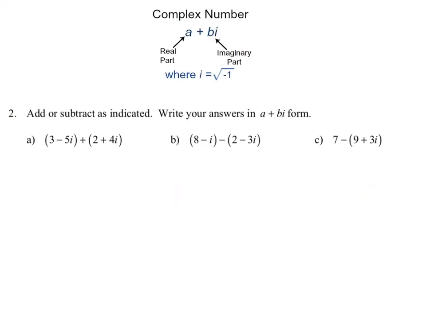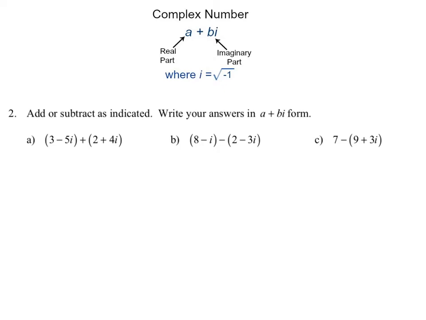In these examples, we're going to be working with complex numbers, where complex numbers are typically written in the form of a plus bi, where a is the real part and the bi is the imaginary part, where i is equal to the square root of negative 1. We're going to add or subtract as indicated and then write our answers in the a plus bi form.